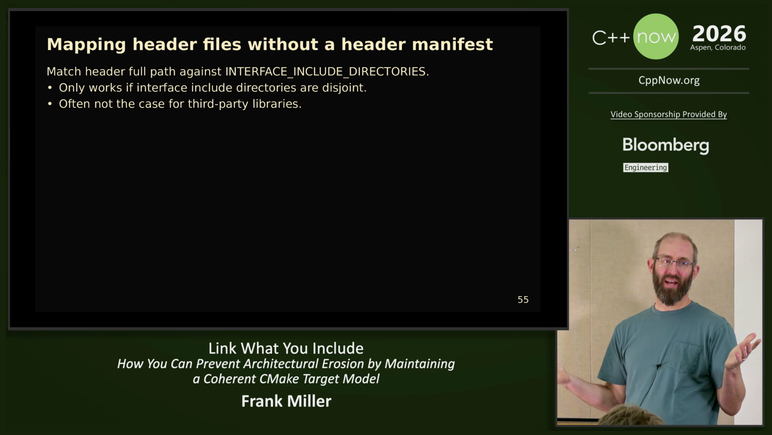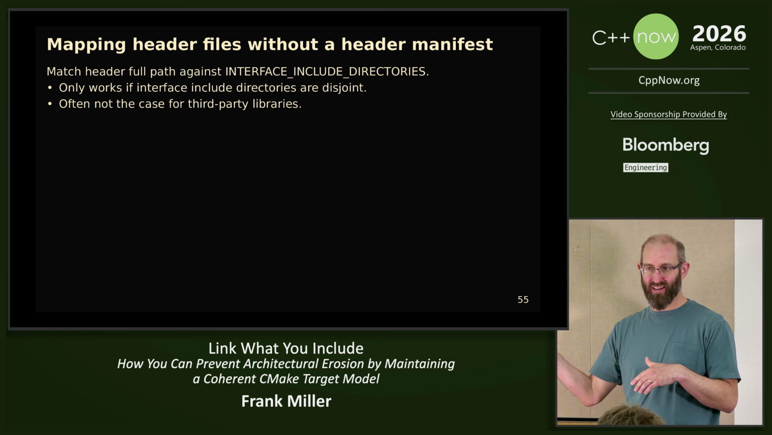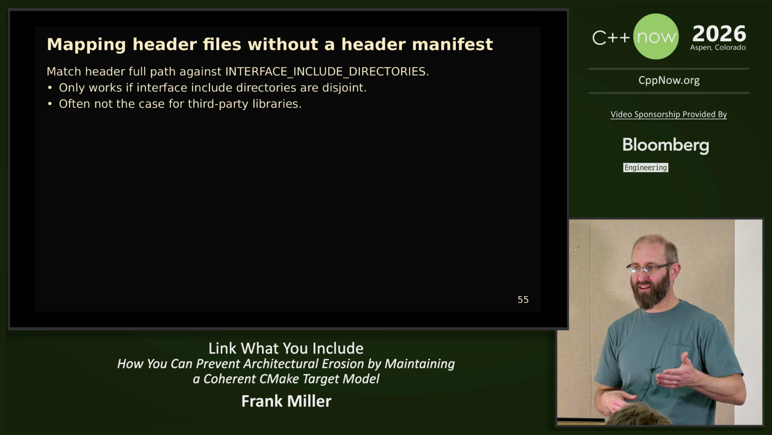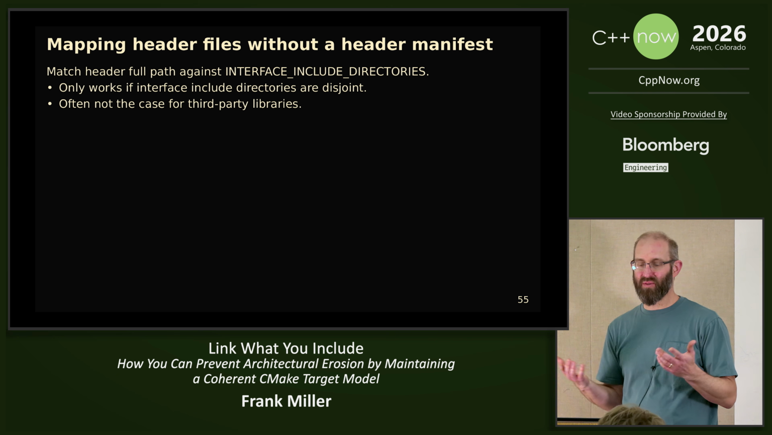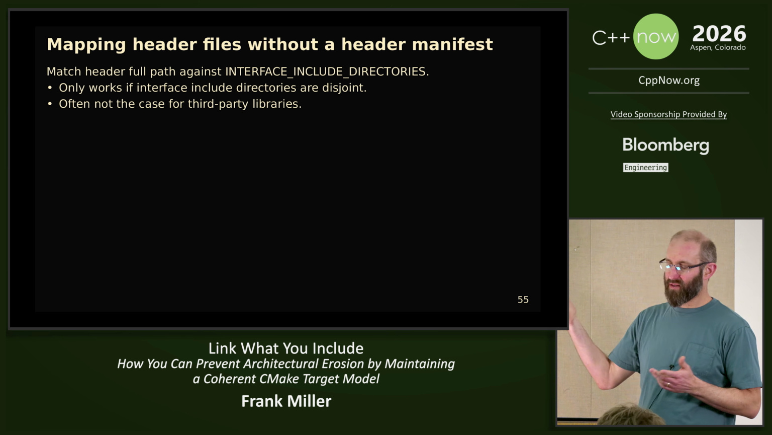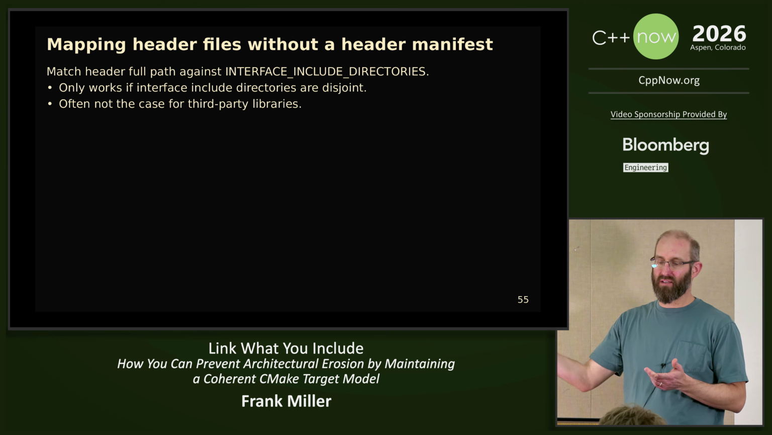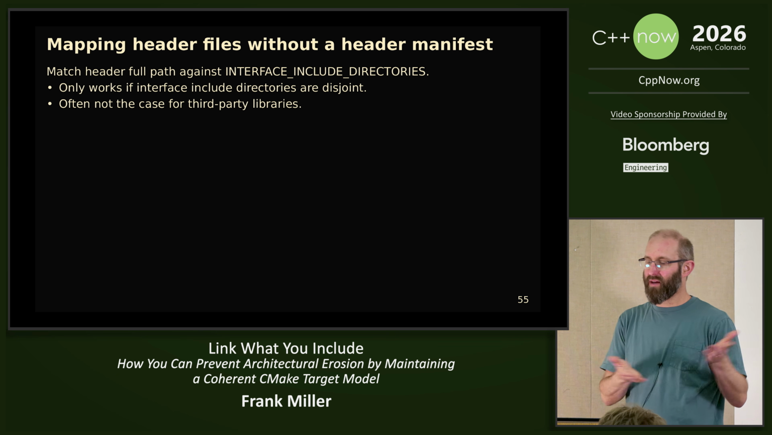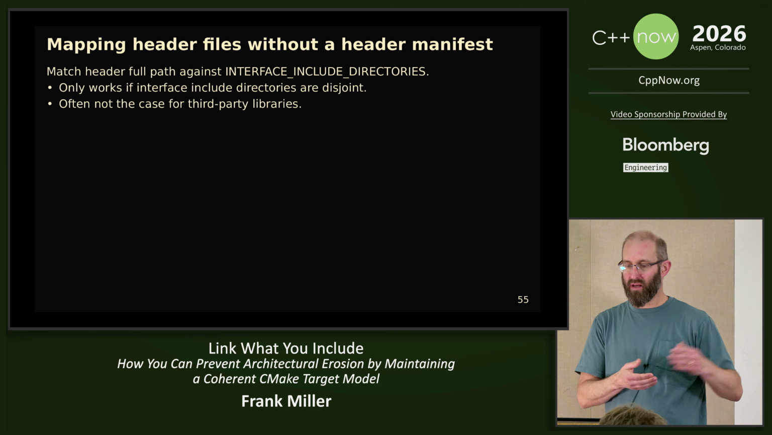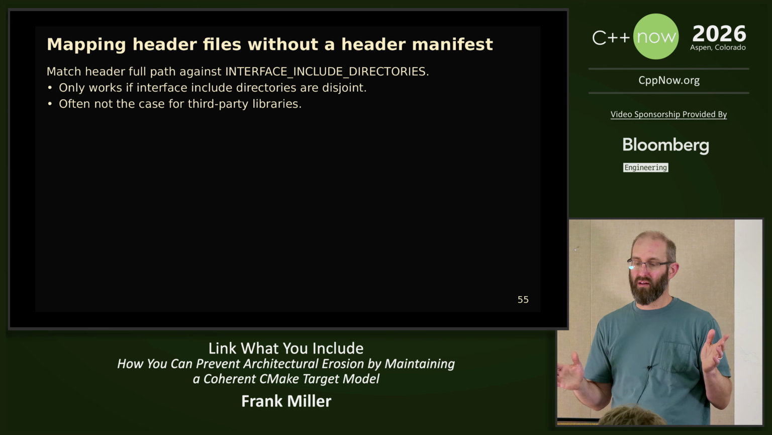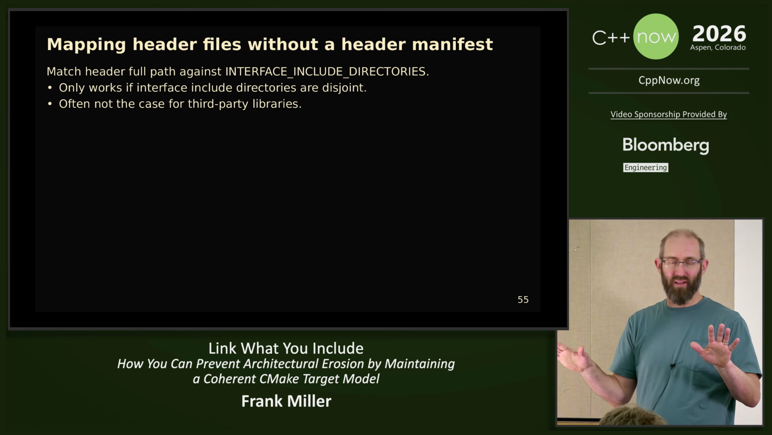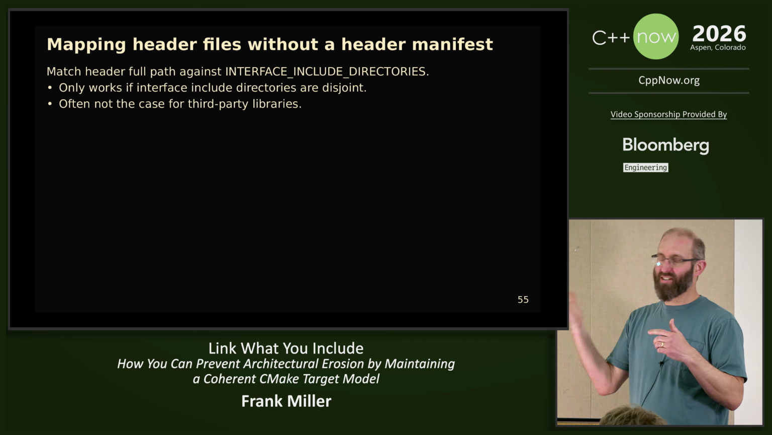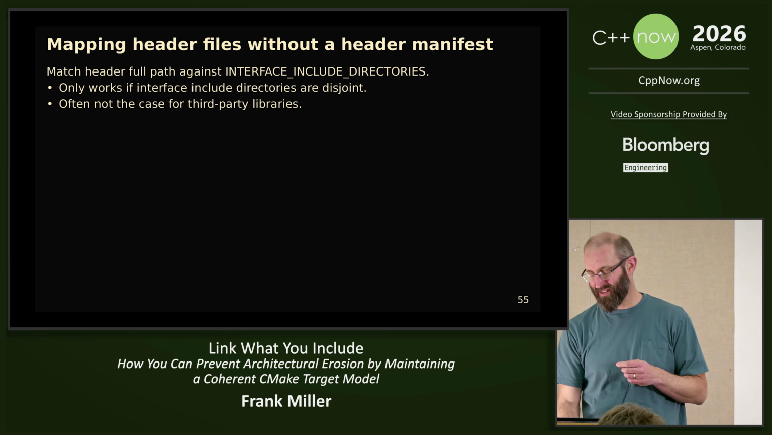All right, so what if you don't have a header manifest? What if you're not using the file sets, or you're importing a target that doesn't know anything about its headers? We still need to do something. And the only thing to do is to match the full path of the header against the interface include directories that are on that target. And that works great if the interface include directories are disjoint. But that's not often the case for third-party libraries.